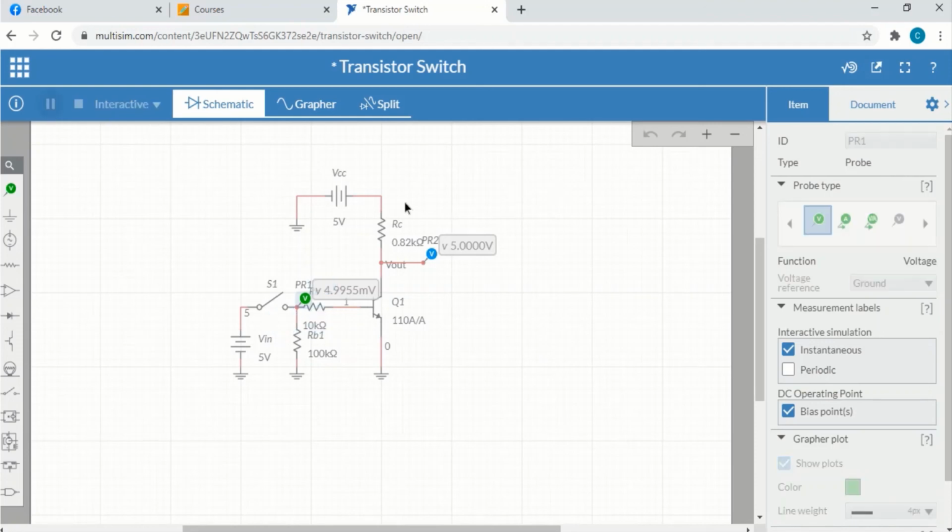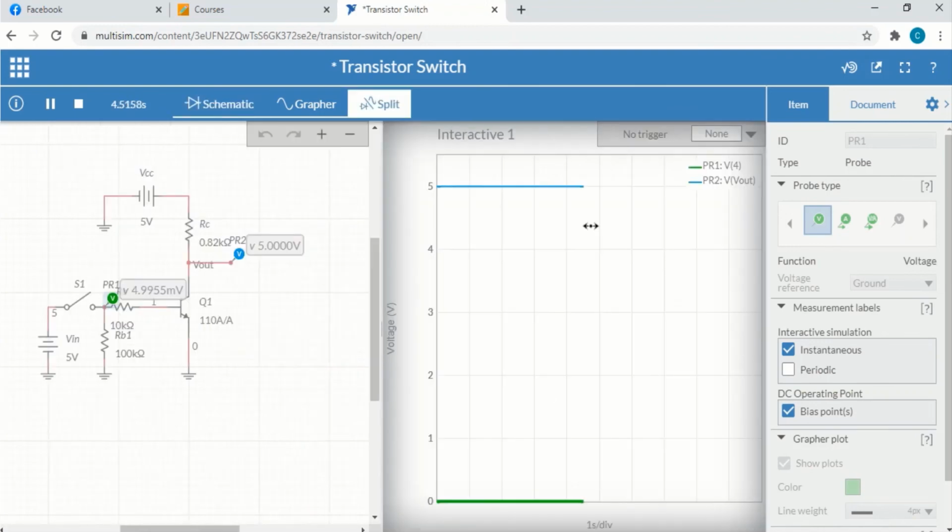So let's run it. Right now the input is zero as shown by the green voltmeter. It's very small, 5 millivolts, so that is approximately zero, while the output is 5 volts. So we have a zero input but a 5 volts output. We can also see that in this graph. The blue line represents the output and the green line represents the input. So the input is zero, the output is 5 volts.